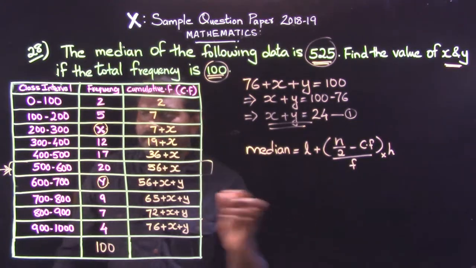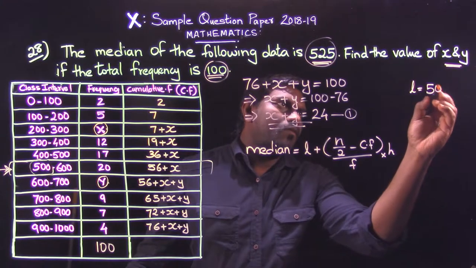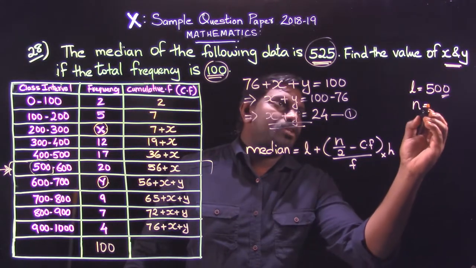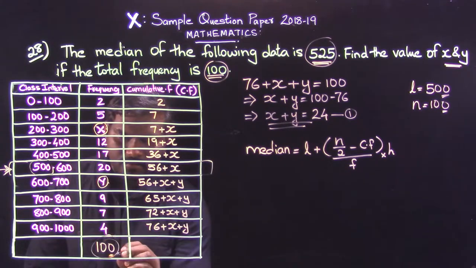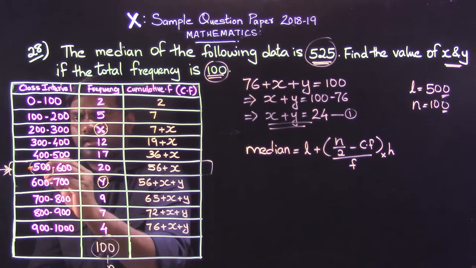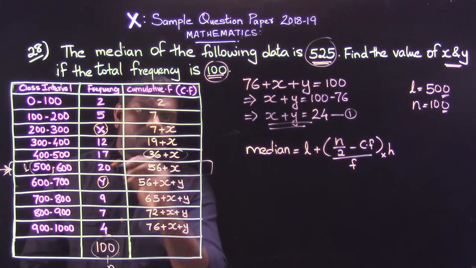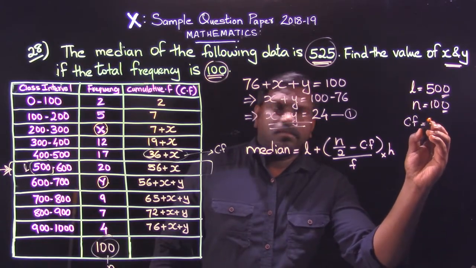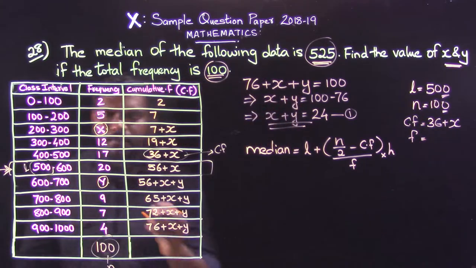Let me see, what is L? L is nothing but the lower limit of that particular median class. So I will write the values here. L is equal to 500. And N is given in the question. It is 100, that is the total frequency. That is your N, and this is your L. And now CF. CF is the cumulative frequency before the median class, what you get. So CF is 36 plus x here. And your frequency F is the frequency of that particular median class.